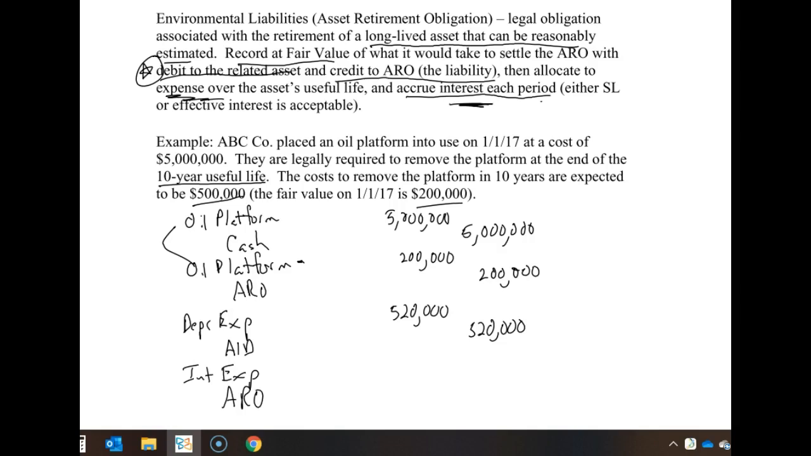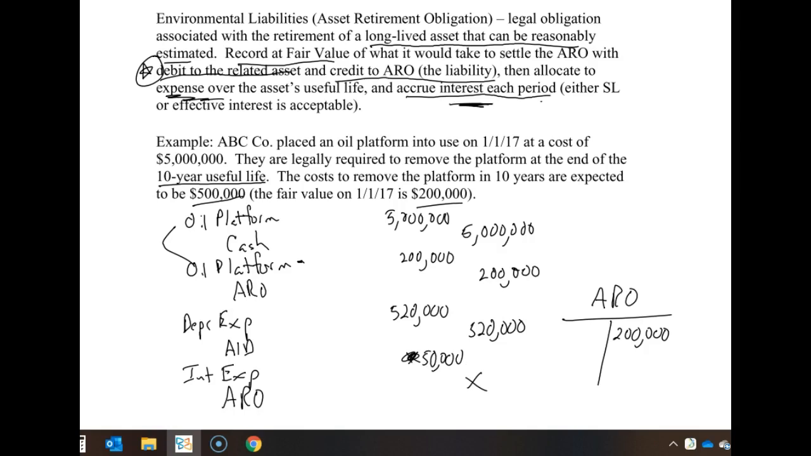All right, so if this was straight line, we could do it that way, or just however the case may be. But I'm less concerned with that. All right, and so what's happening here? Here's kind of the main point. If we take our ARO, our obligation, it starts at 200,000. Let's just put a number here. Let's just say this is 50,000.